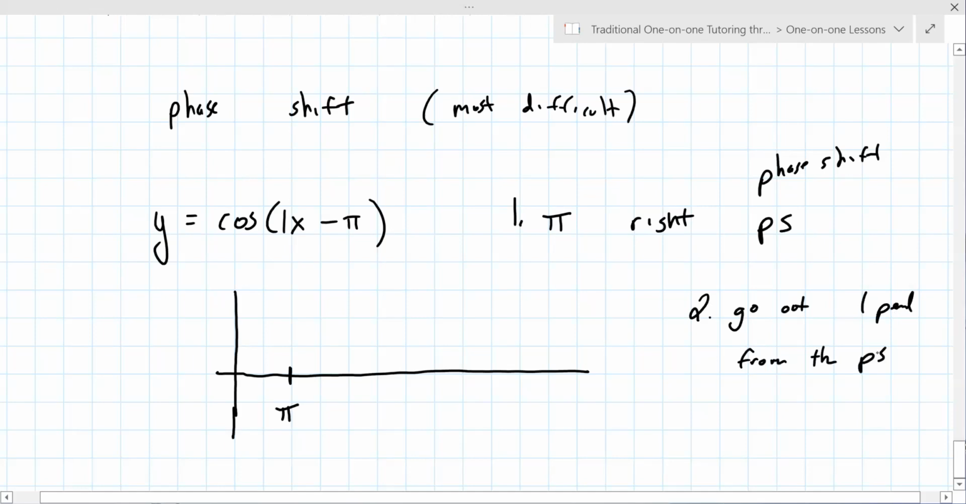So you have to figure out the period as well right away. So your period in this problem is 2 pi over the number in front of x, which is 1. So you go out from pi plus 2 pi, which is 3 pi. So you create your window starting at your phase shift, and then you go out 1 period. And you treat this phase shift as like your new starting point of your graph.